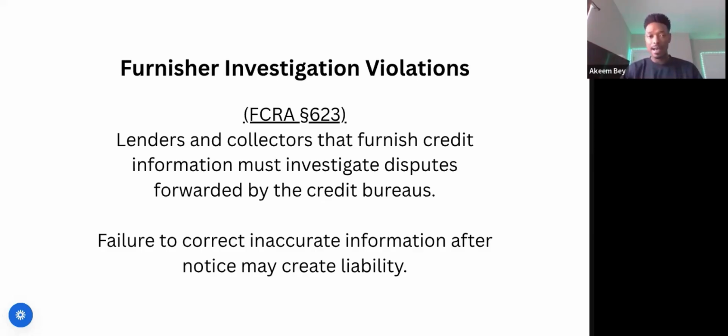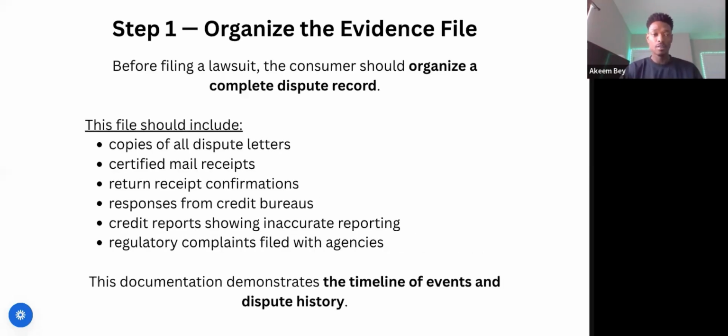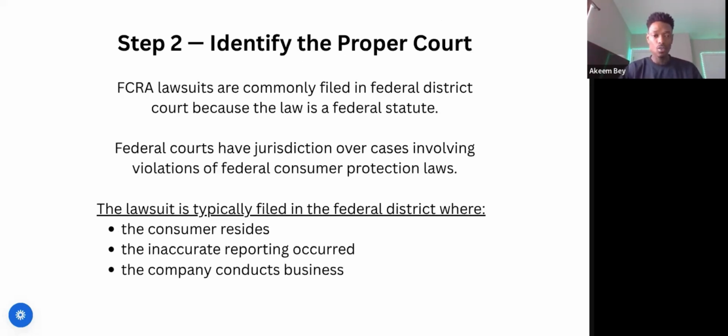So step one, again, organize the evidence file. Before filing a lawsuit, you need to organize your complete dispute record, right? Your file needs to include copies of all dispute letters, certified mail receipts, return receipt confirmations, responses from the bureaus, credit reports showing inaccurate reporting, regulatory complaints that were filed, and any evidence that you were harmed financially by getting denied new credit, right? And this documentation demonstrates the timeline of events and the dispute history. We'll review in some of the classes in this course certain consumer case laws where consumers were successful filing lawsuits against the credit bureaus, and then you'll see where all of this makes perfect sense, right?